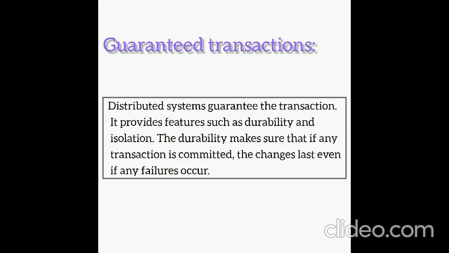A distributed system guarantees the transaction. It provides features such as durability and isolation. Durability makes sure that if any transaction is committed, the changes last even if any failure occurs.